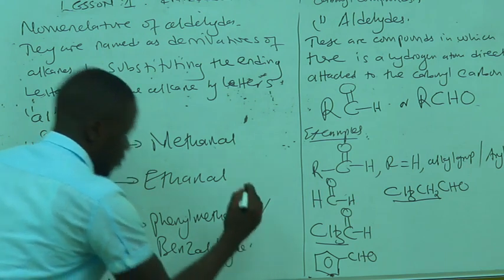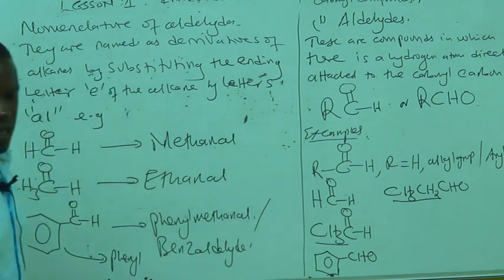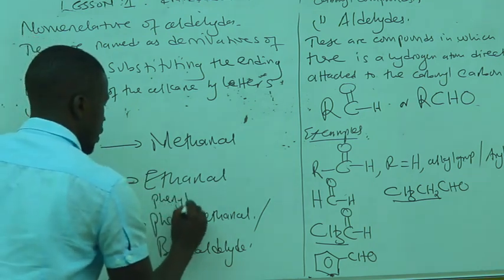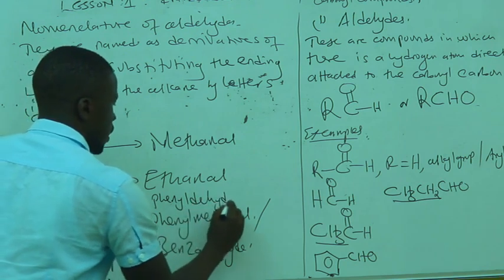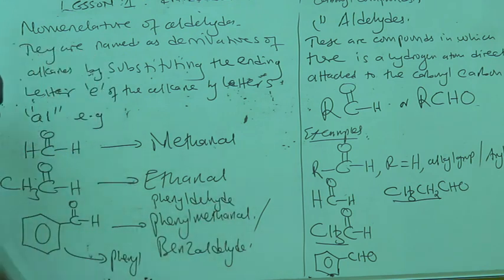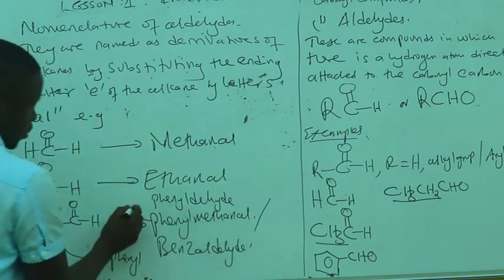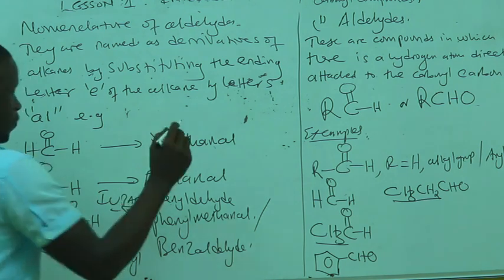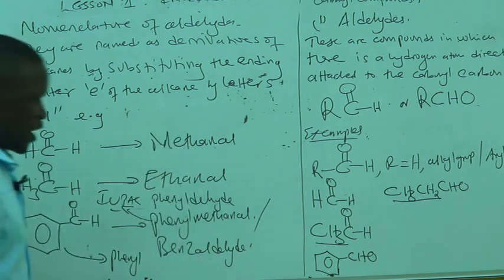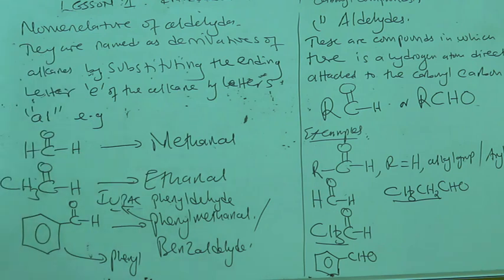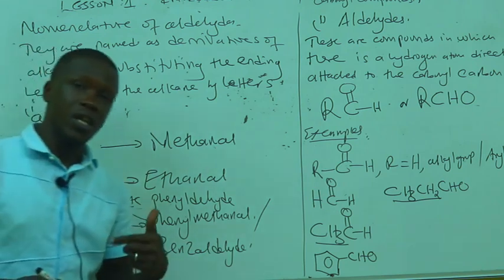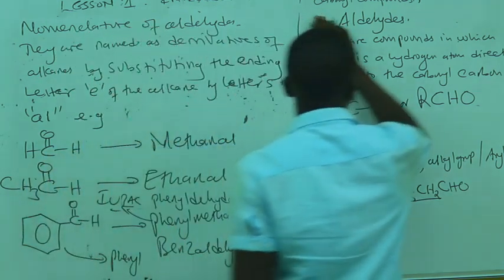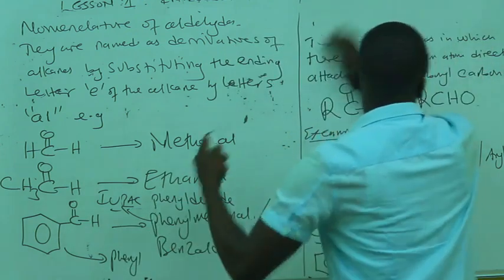These are other names. Benzaldehyde. Someone will call it phenyl aldehyde. These are trivial names. However, as per IUPAC, we shall have it called phenyl methanol. These are other trivial names of that very compound. So this is how we are going to be naming the aldehydes. You simply substitute the ending letter E with letters A, L. Now, we can now look at the other class of the carbonyl compounds.